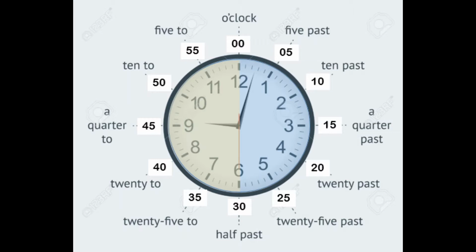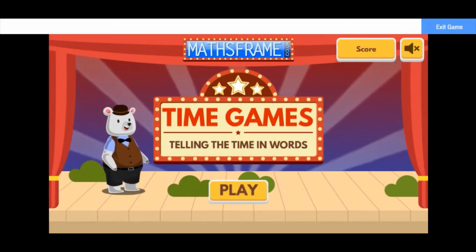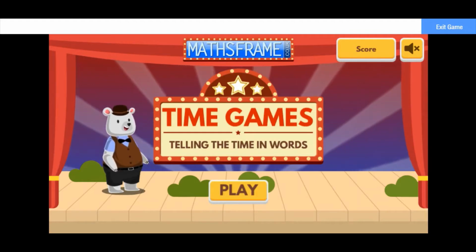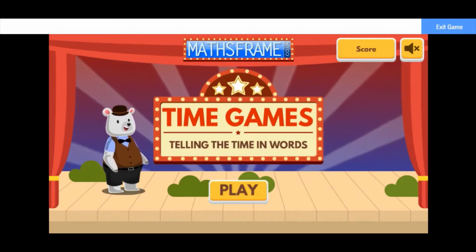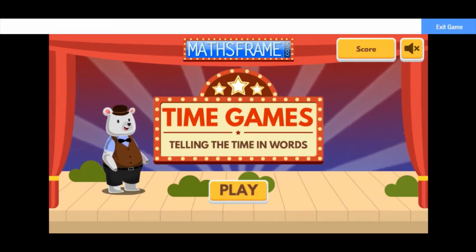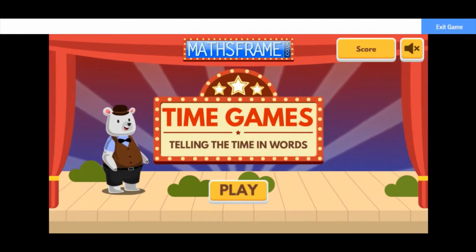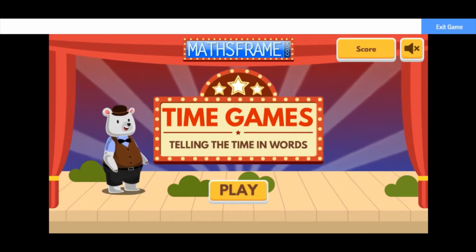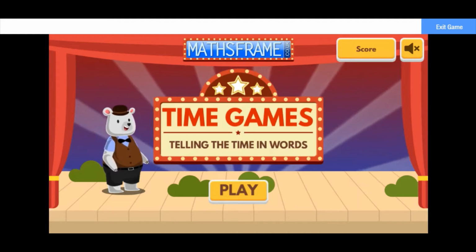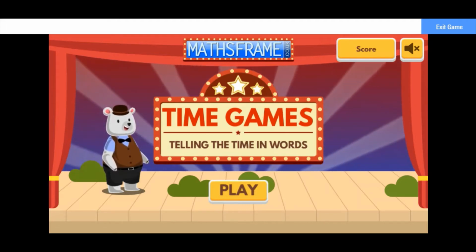I will leave a gap, so please do call out from home the correct answer that you think it is, so that you can play along as well, and it's not just me playing a game on my lonesome. Right, so this is the game we're going to be playing. You've played this at school before, it's a good game, and I will put the link to this game in the description of the video so you can have a go at home, because there's lots of different levels and it's a really good game to play in order to practice telling time.